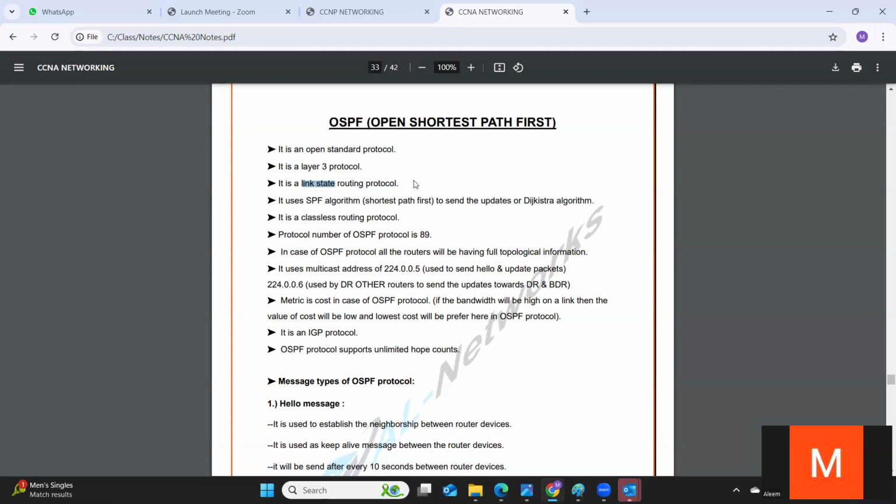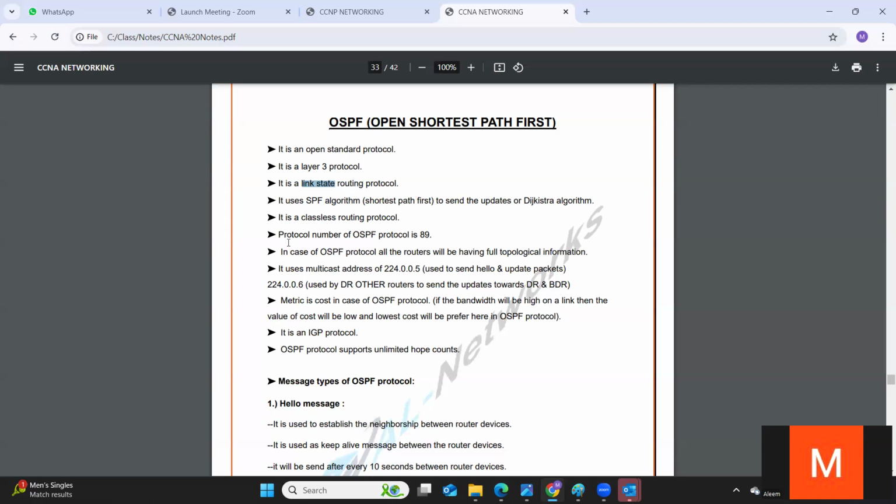And earlier we discussed the hybrid model, that is EIGRP. Because EIGRP has a link state feature as well as distance vector routing protocol features. So EIGRP has a combination of link state as well as distance vector. Why it is, we'll discuss.